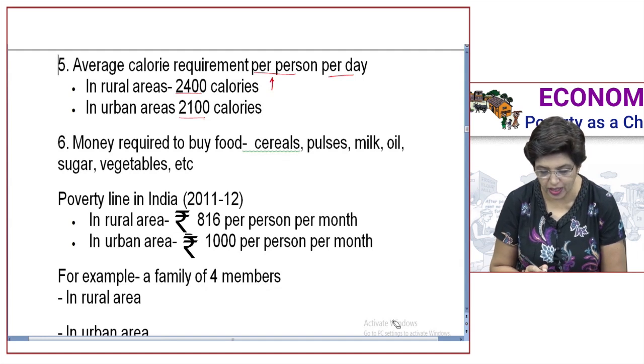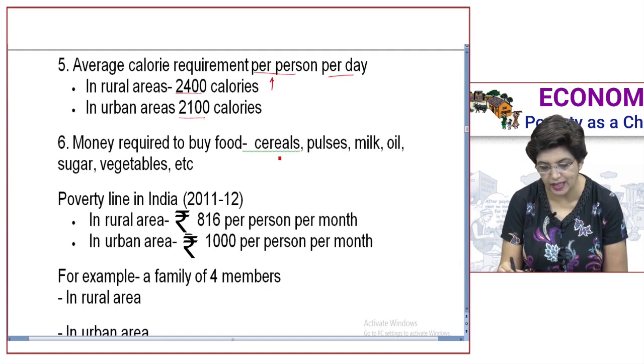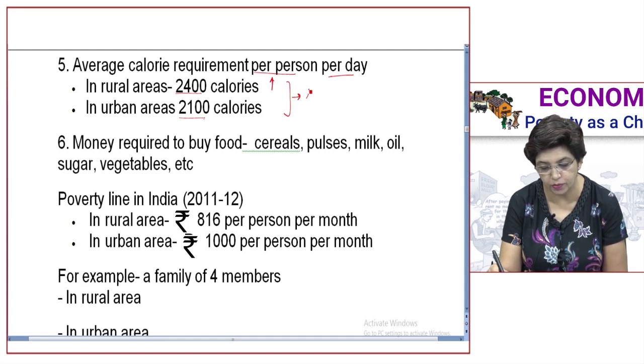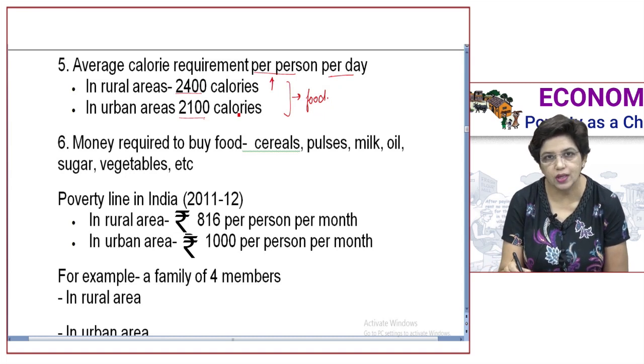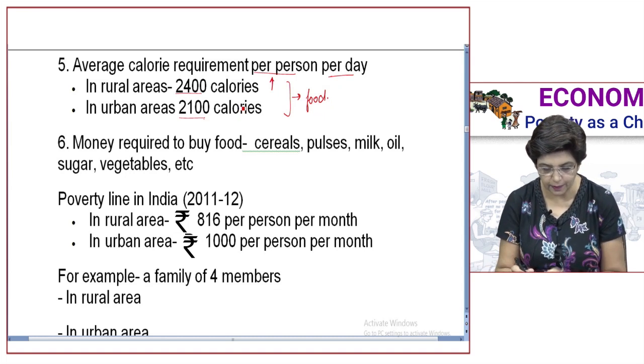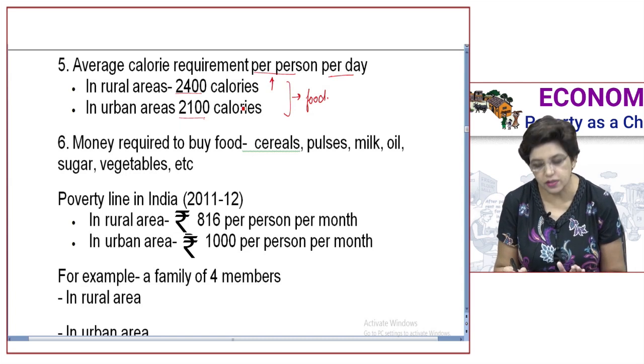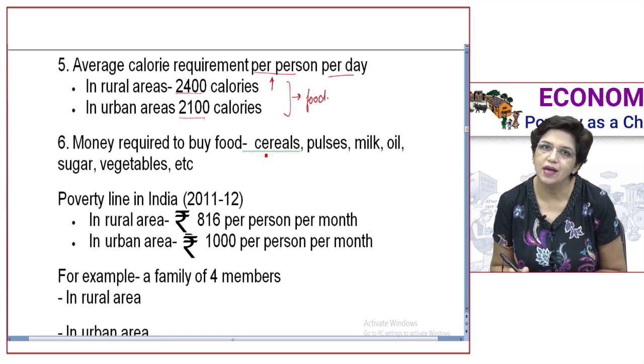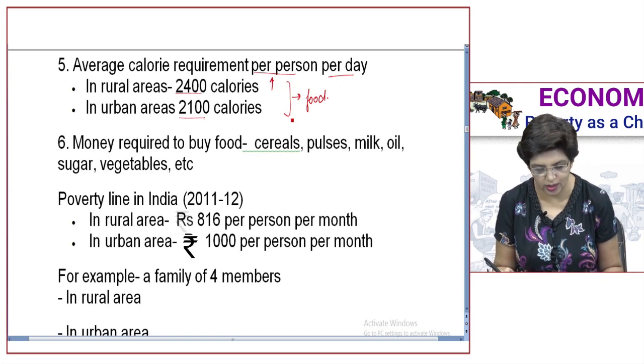Now, these calories are converted into food like cereal, pulses, milk, oil, sugar and vegetables. These calories, from where will they come? They will come from the food items. So how much food item is required to cover these calories is determined, and then these food items are multiplied by their prices to determine the poverty line. This is how it works.